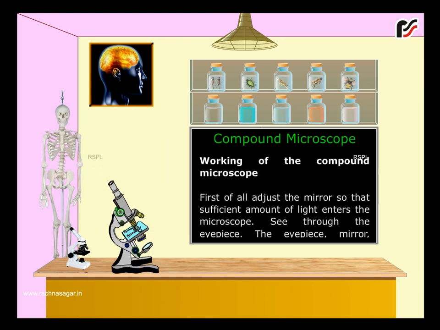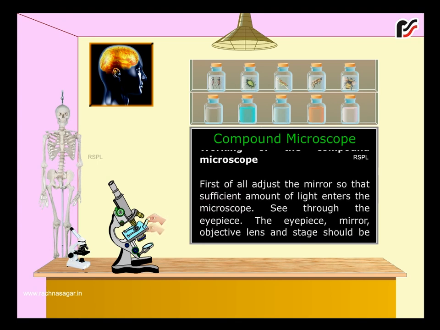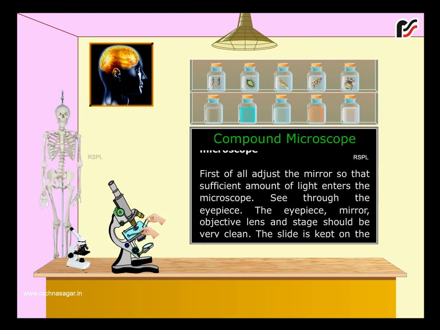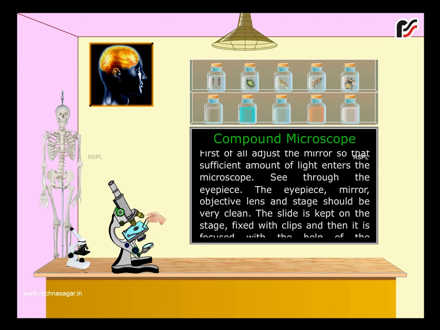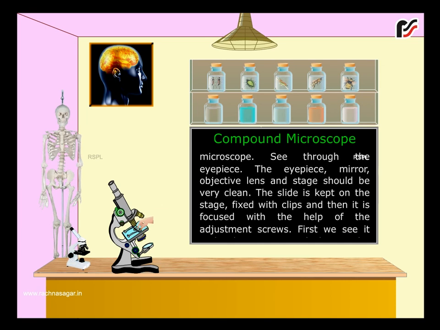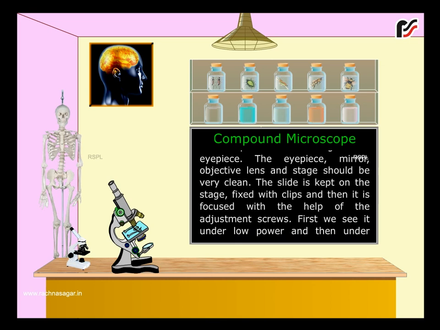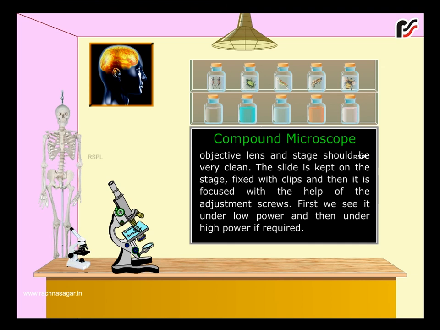Working of the compound microscope. First of all, adjust the mirror so that sufficient amount of light enters the microscope. See through the eyepiece. The eyepiece, mirror, objective lens and stage should be very clean. The slide is kept on the stage, fixed with clips, and then it is focused with the help of the adjustment screws. First we see it under low power and then under high power if required.